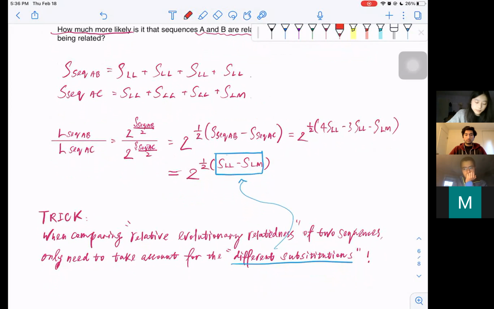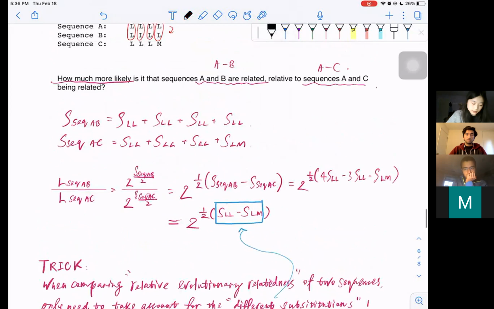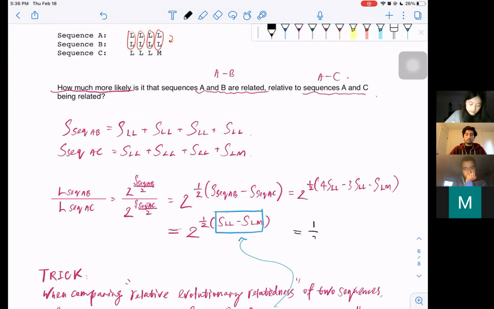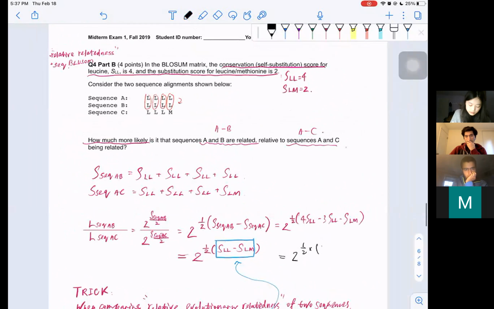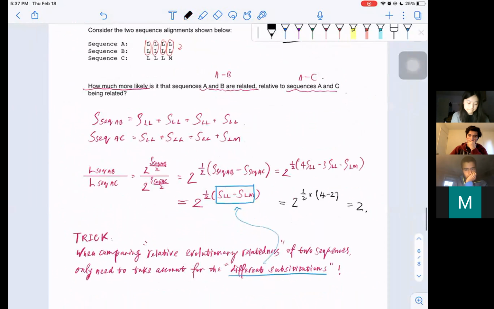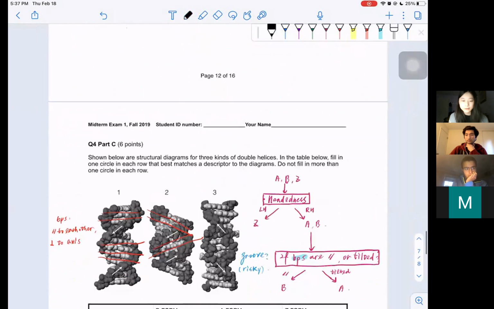So the trick, so based on the trick, we can just write down the answer for the question simply by calculating, because this... Is there any questions so far?